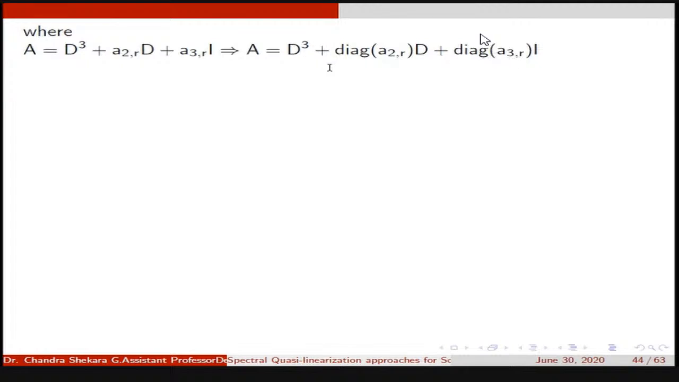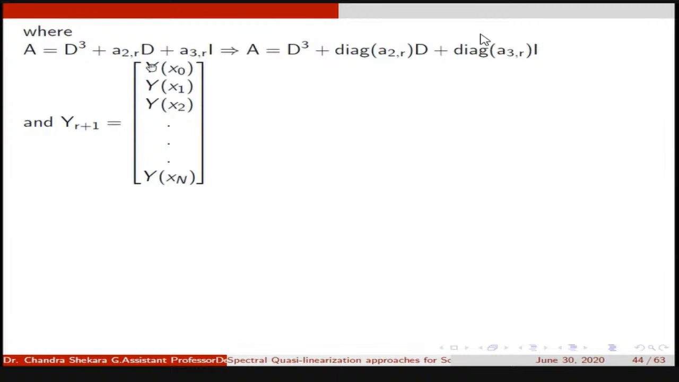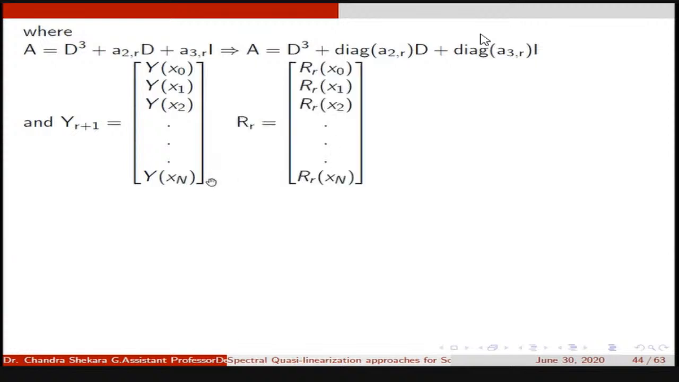So this system is A into y, where y r plus 1 is unknown, the value of y at x0, x1, x2, and so on up to xn. And r is the right hand side values. They are the values of nonlinear terms at the previous iteration.